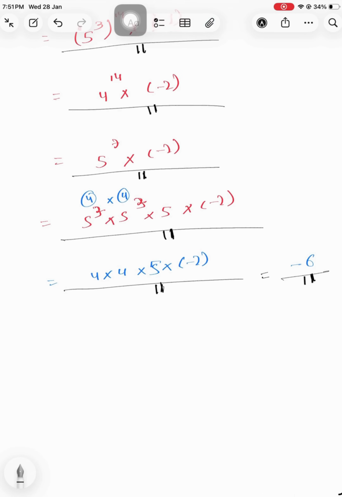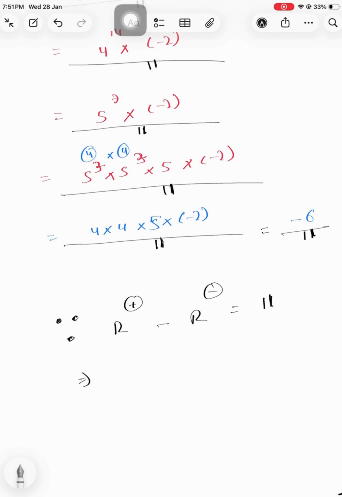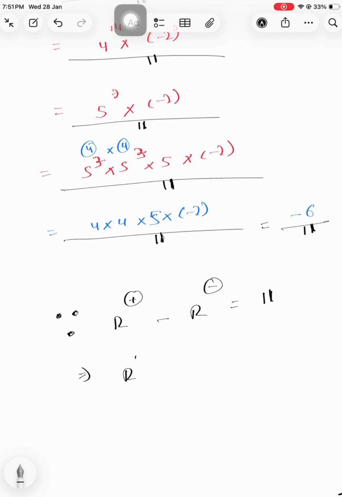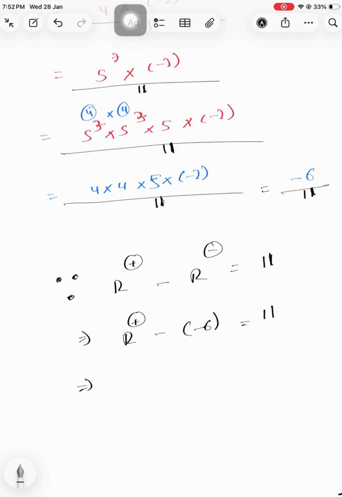But we also know the very fact that there cannot be any negative remainder. So we are now supposed to convert this negative remainder to a positive remainder. By using the same formula which we discussed earlier, and by putting the values over here, the positive remainder is coming as 11 minus 6, which is 5. So finally we have got a positive remainder of 5.